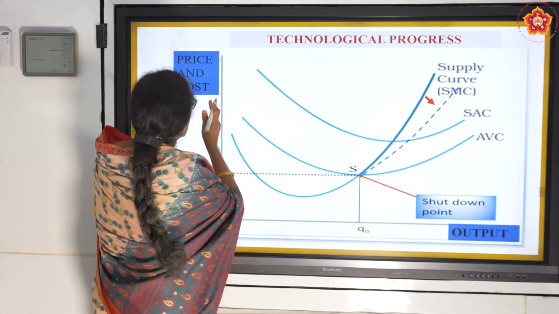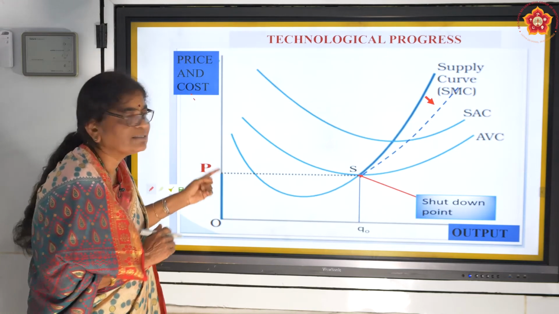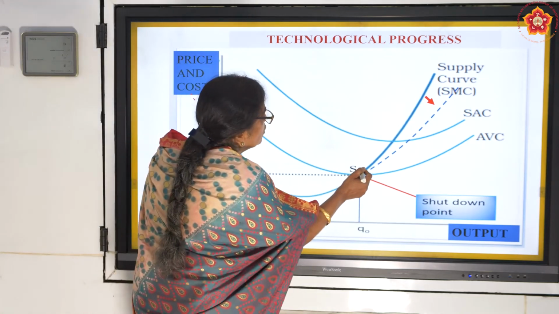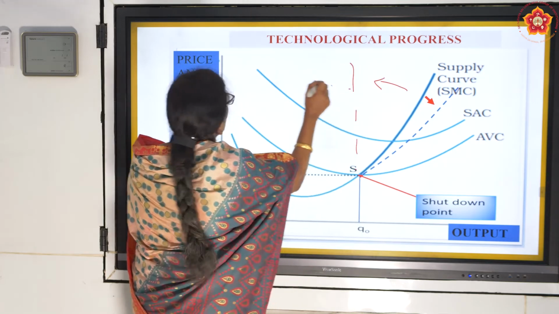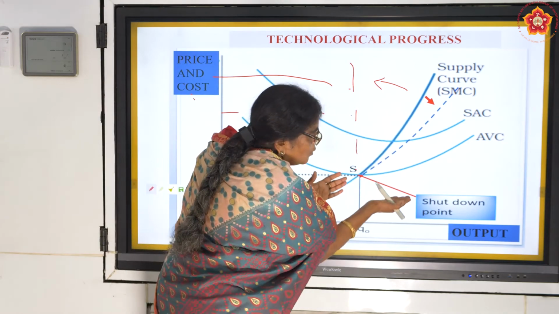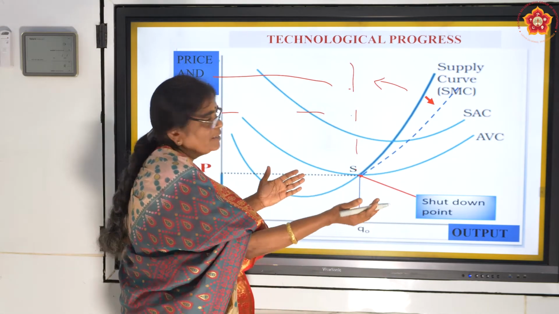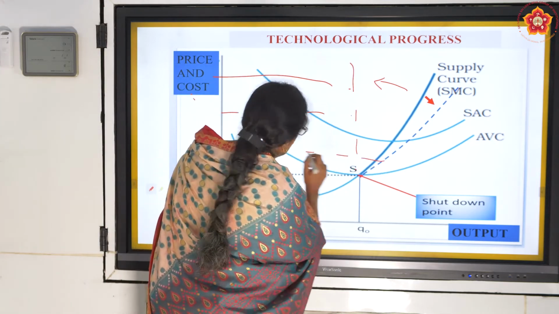This is the cost line; both the price and cost are mentioned along the y-axis. Therefore, when the cost is more, it will move vertically, this side. The cost will increase. What is happening now? The cost moves horizontally, outside, rightward. When it shifts rightward, the cost is lesser and lesser.